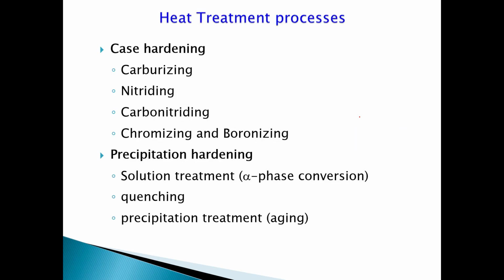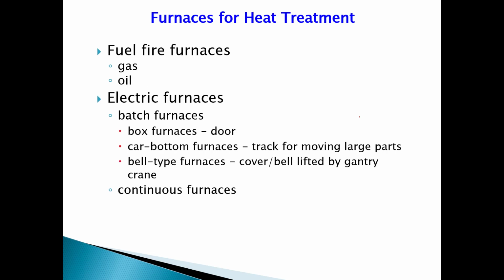Other heat treatment processes: case hardening, including carburizing, nitriding, carbonitriding, chromizing and boronizing. Precipitation hardening: solution treatment, quenching, precipitation treatment. Furnaces for heat treatment: we have fuel-fired furnaces, using gas or oil, and electric furnaces, that is batch furnaces or continuous furnaces.